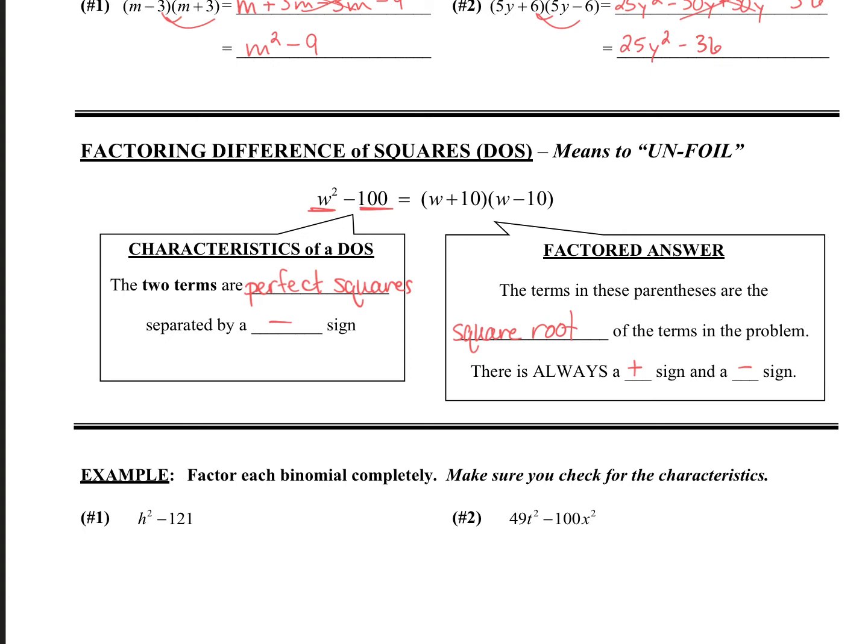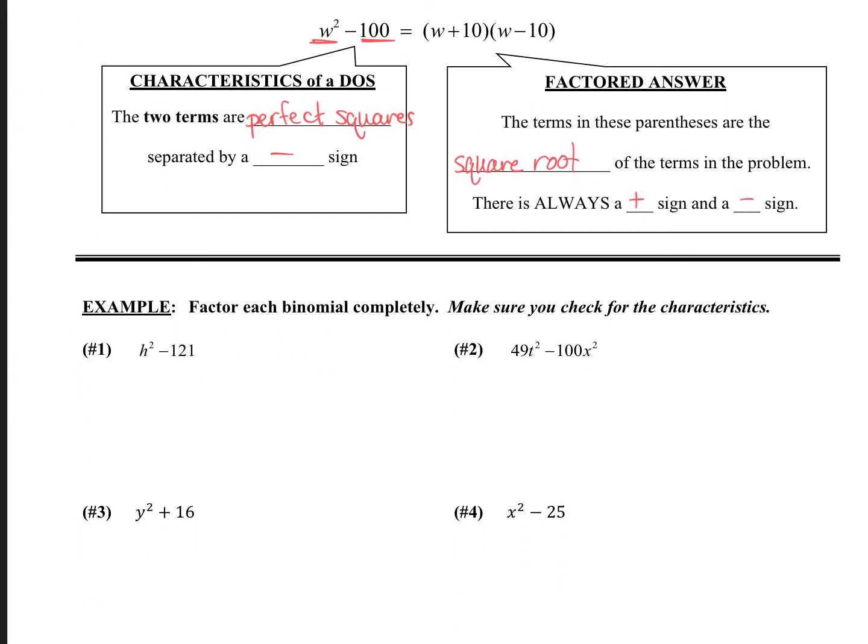Let's take a look at this first example. What is the square root of the first term? The first term is h squared, and the square root of h squared is just h. So we have an h here and an h here. And remember, we're always going to have one addition and one subtraction. That's the setup. Then we ask ourselves, what's the square root of the second term? The square root of 121 is 11. So we put 11 there and 11 there, and then we're done.